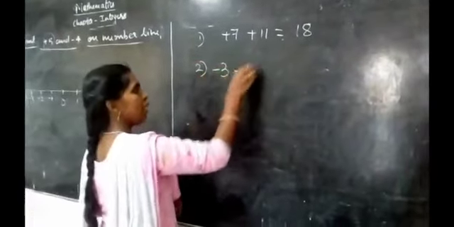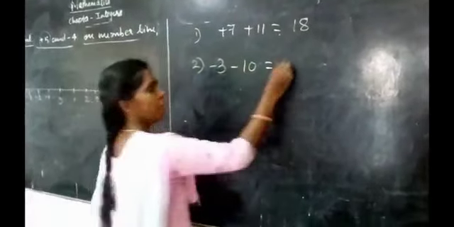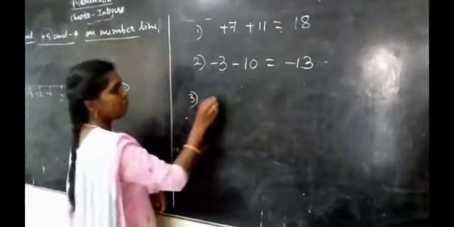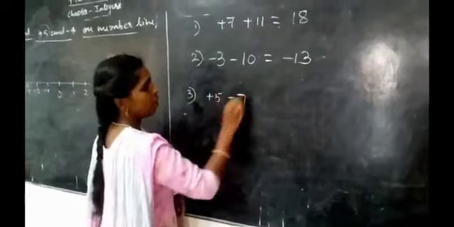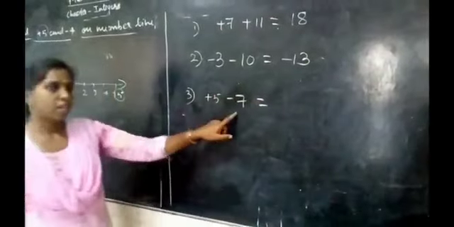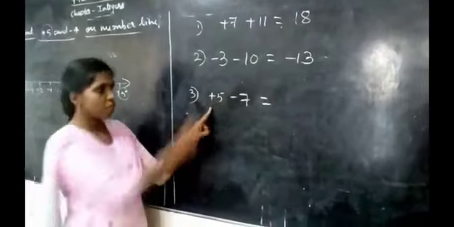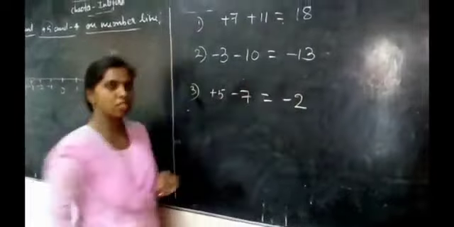Here minus 3, minus 10. Both have the same sign, so add it and write it as minus 13. And another example, plus 5, minus 7. Here it is a different sign. I said already, if it is a different sign, you have to subtract the numbers. So 7 minus 5 is 2, and take the sign of the biggest number.